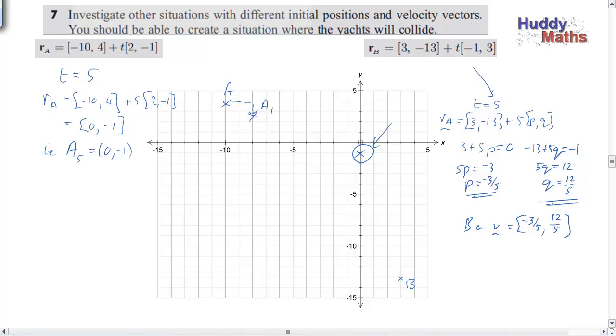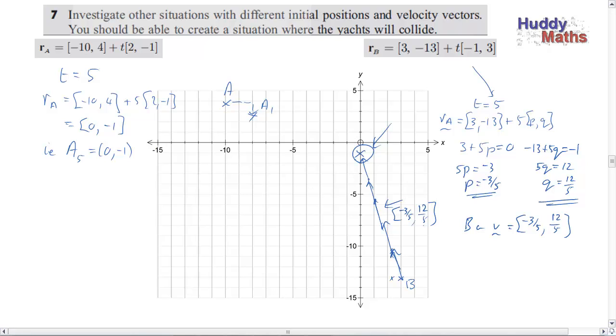So what we've got to do is plot neg 3/5, hard to plot that, and 12/5 somewhere up here, and then it will collide after 5 of those. 1, 2, 3, roughly 4, 5. If this vector is (neg 3/5, 12/5), you get the idea. We've manufactured this, and of course there's an infinite number of possibilities. You could start the yachts at different points as well, and so on. You can play with that.